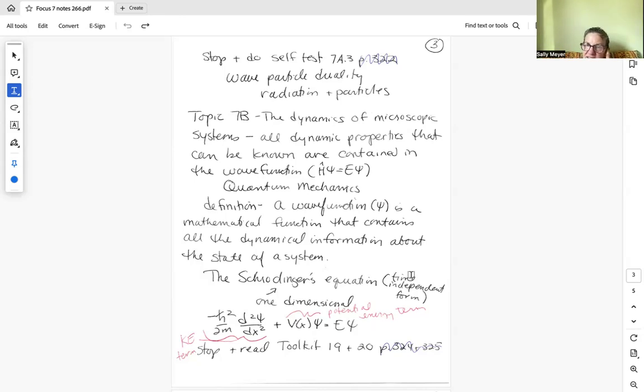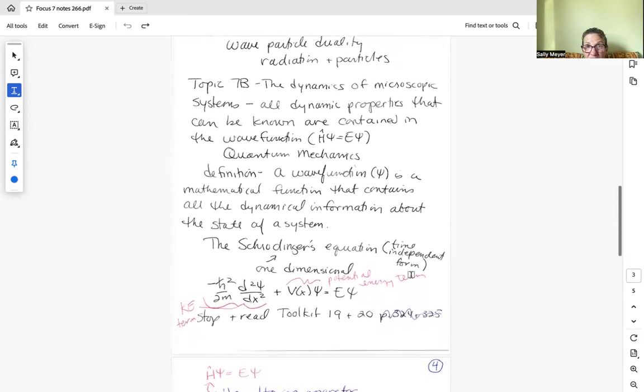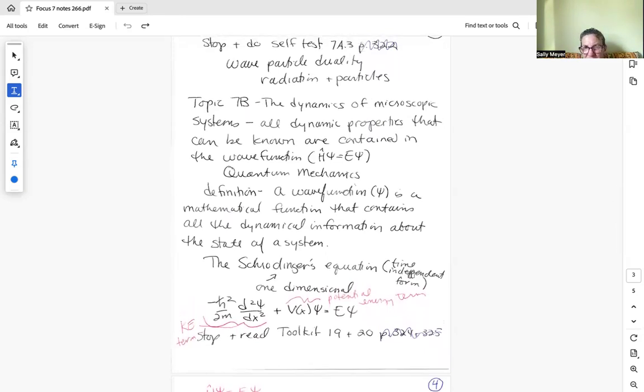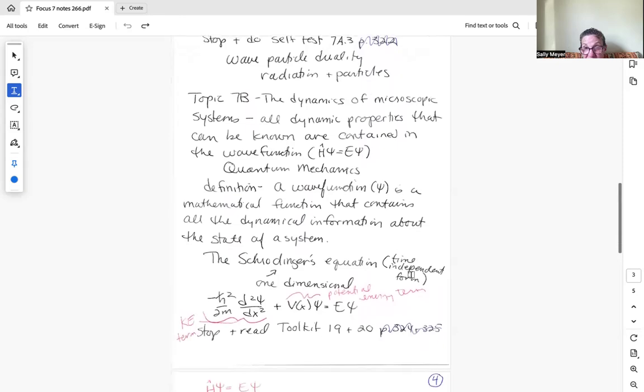In this, we want to be able to talk about all dynamic properties that can be known, and we'll find that they're going to be contained in something called a wave function. Out of this idea, if you go back up here, de Broglie said the wavelength of a single particle is Planck's constant over momentum, and that works well. But we need to think about what that means for a system, maybe a helium atom, which has a nucleus and two electrons. You can't really talk about the wavelength of each of those particles individually.